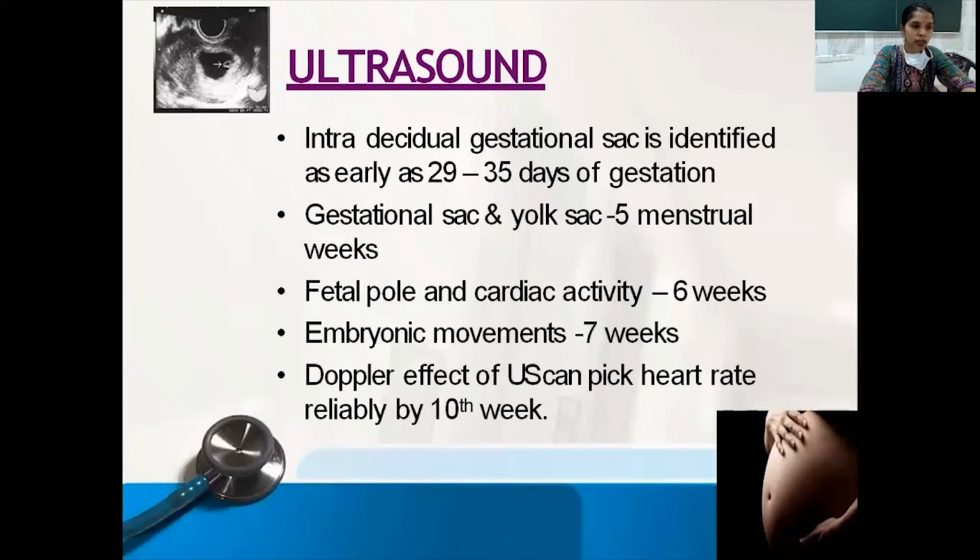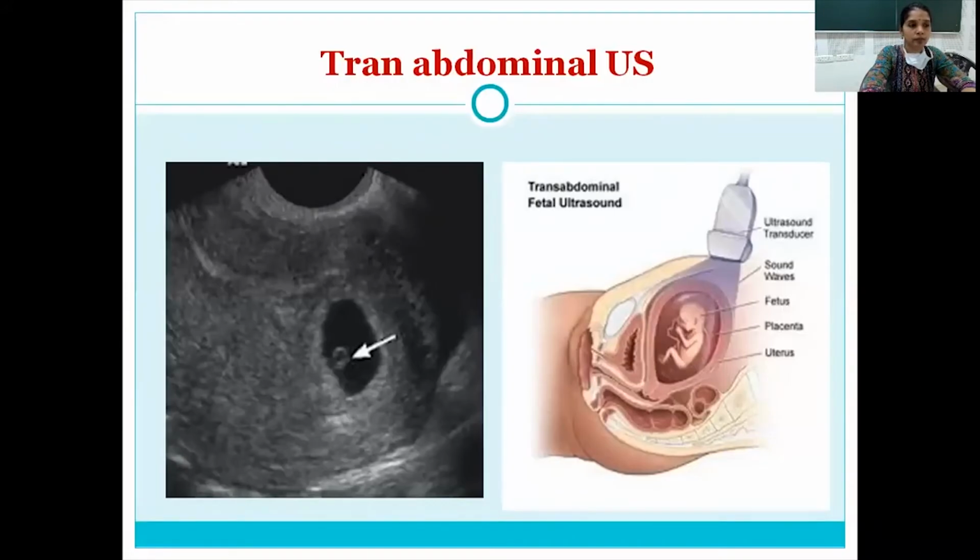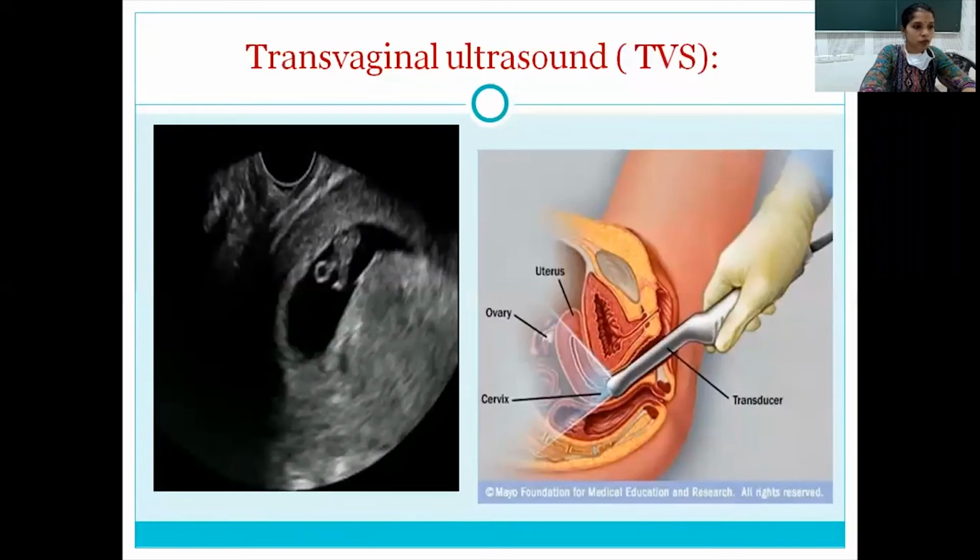Fetal pole and cardiac activity we can usually see by transvaginal scan at 6 weeks. But transabdominally, we can see the cardiac activity at 7 to 8 weeks. Embryonic movements will be seen at 7 weeks. The Doppler effect of ultrasound can pick up the heartbeat reliably by the 10th week. This is transabdominal ultrasound. This is the fetal pole. This is how to perform the transvaginal scan.